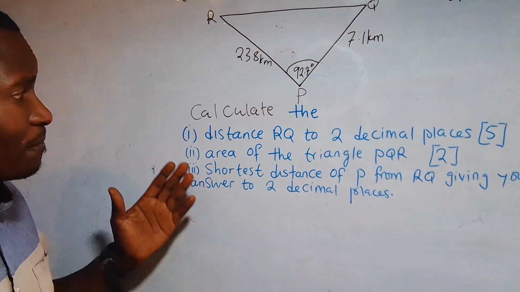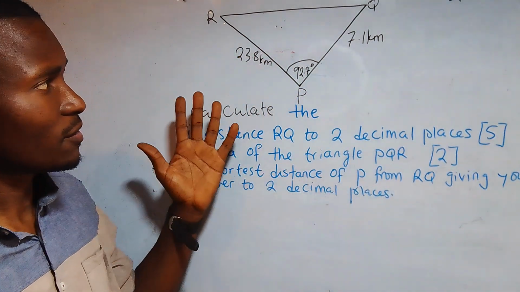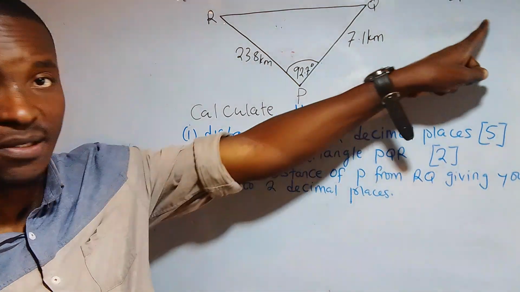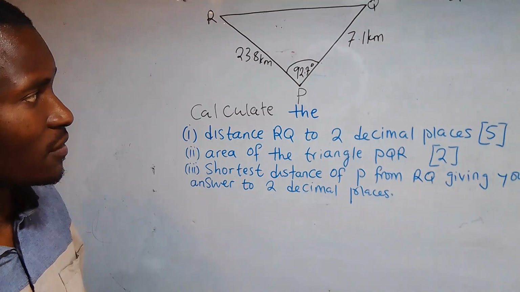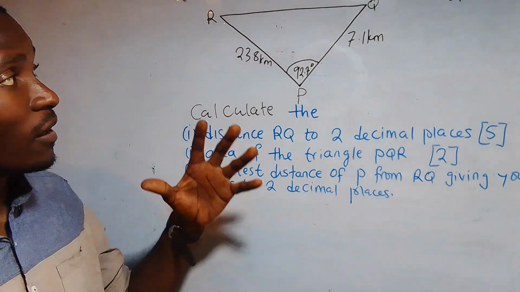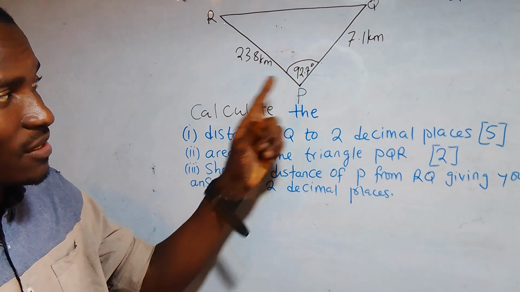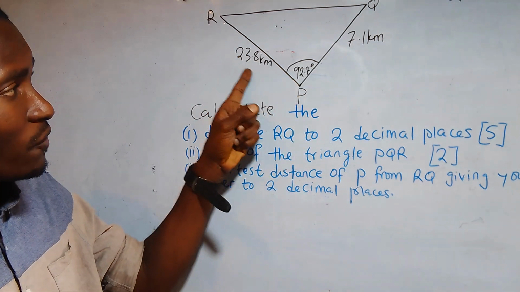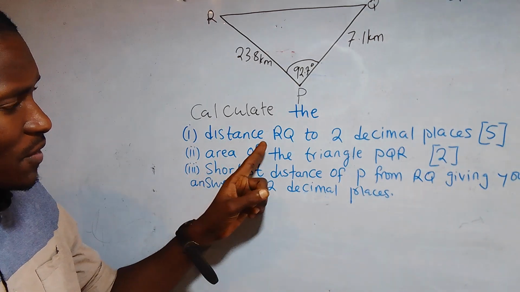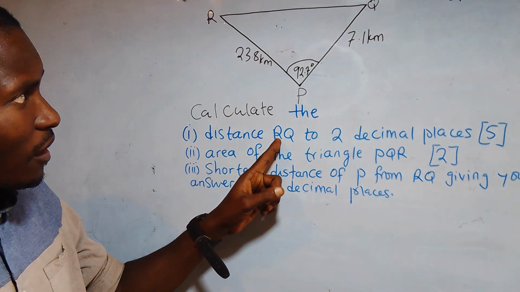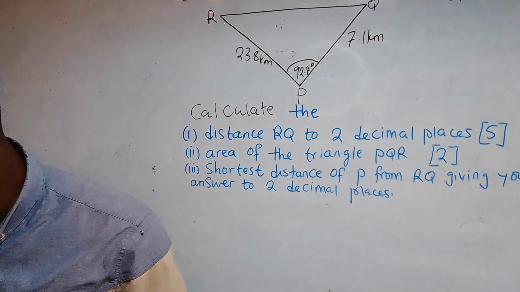So this is what is called trigonometry, and it came last year, in GCE 2023. You can see that this is a non-right angle triangle. We have the angle 92.7, then we have two sides. The question says calculate the distance RQ to two decimal places. That is 5 marks.